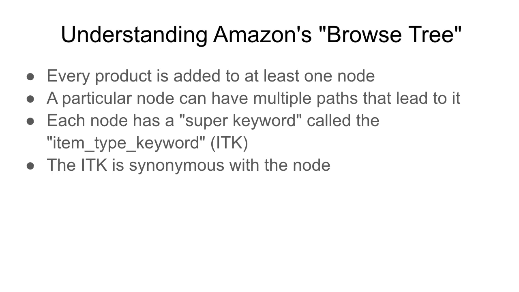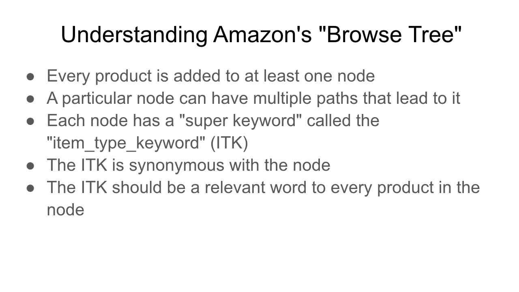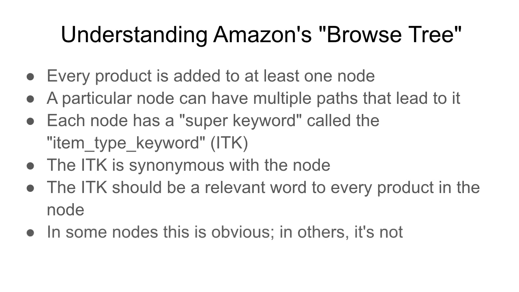That ITK should be a relevant word to every product in that node. Now, in some nodes, this is obvious, but in others, it's not obvious. Okay? So it becomes our goal then to find the ITK. And there are several ways that you can find the ITK associated with the node that you intend to put your product in. One of those ways is to use the browse tree itself. And I'm going to demonstrate that for you in just a moment.